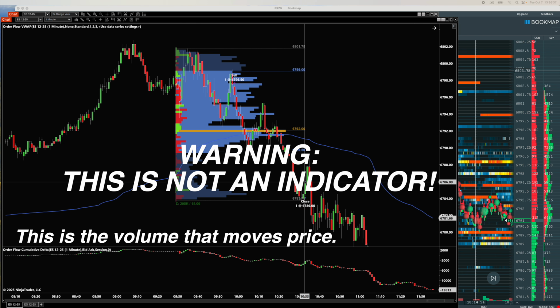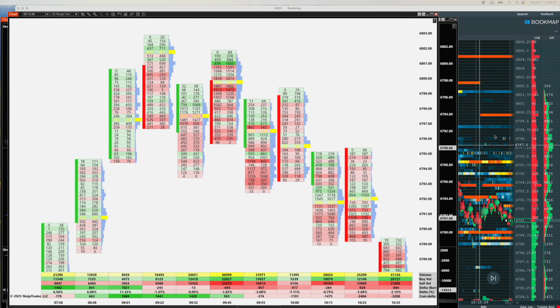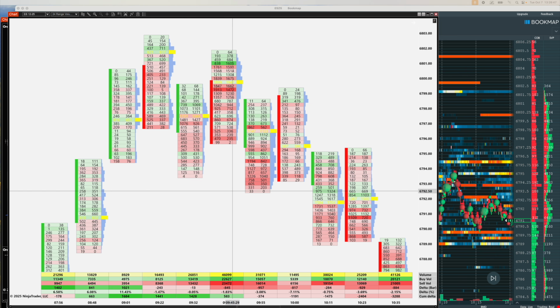I'm looking purely at the market tape, just like this on the footprint and this on the book map, in order to get a perfect clear view of what is going on behind the candlesticks so that I can avoid getting trapped and stay on the right side of the market.